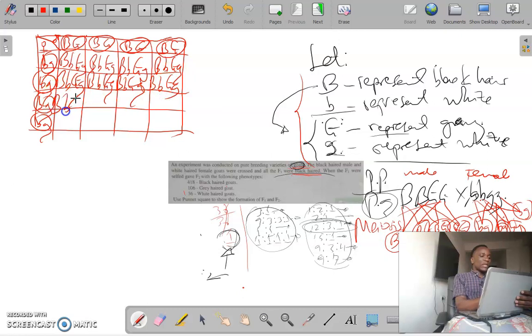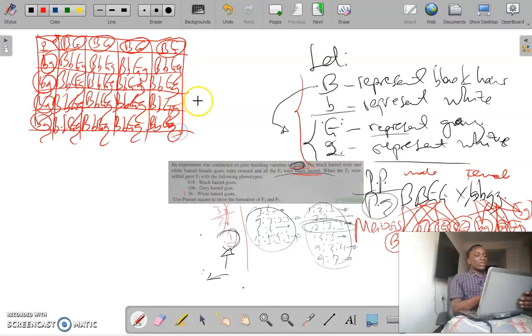Now the Punnett square is covered in the same way, like this, and the last one in the same way. So now these will be the genotypes in the Punnett square.